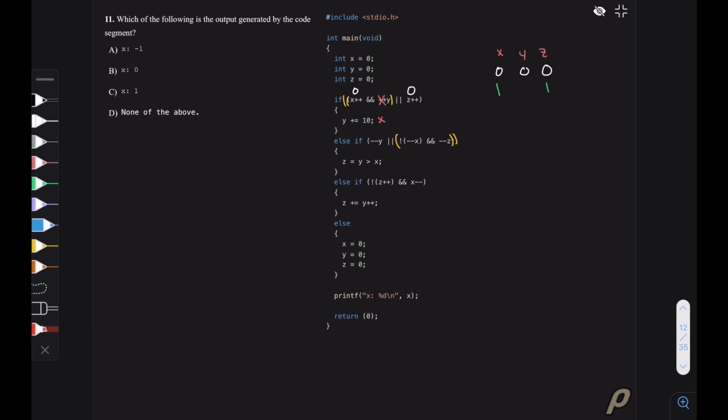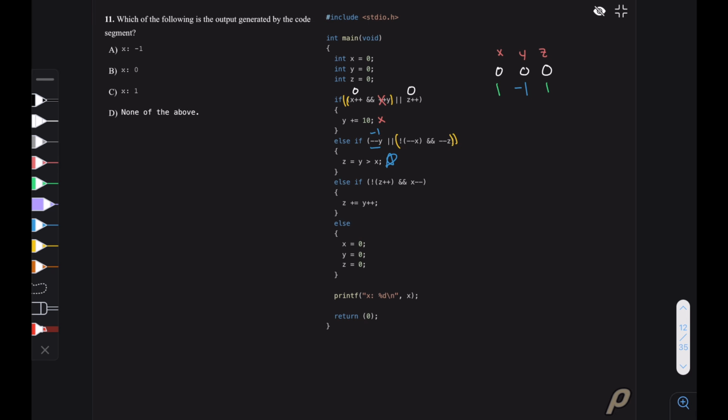So on this else if, the first thing that happens is this minus minus y. Minus minus before the variable means it happens before it gets evaluated, so we subtract 1. So y now becomes negative 1, so this value is negative 1. And negative 1 is technically a true value because the only value that's false is 0. So we are going to go inside of this else if statement here.